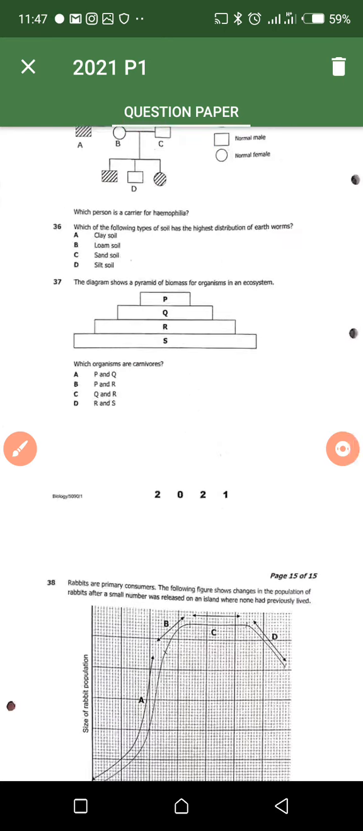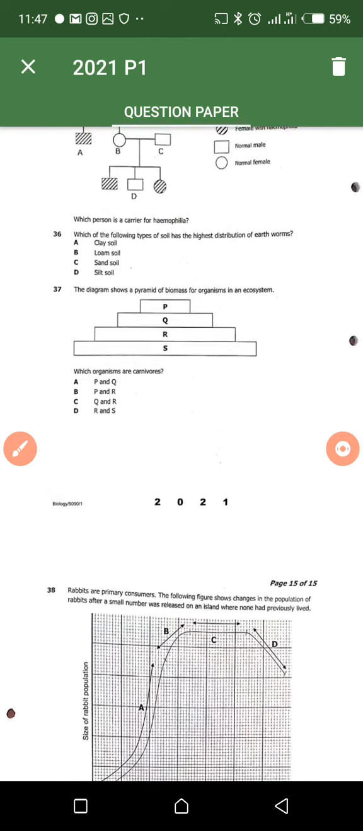Then 36, which of the following type of soil has the highest distribution of worms? So worms tend to go in soils which have got high water retention. So which soil has got high water retention? It is clay soil. So the correct answer there is A.